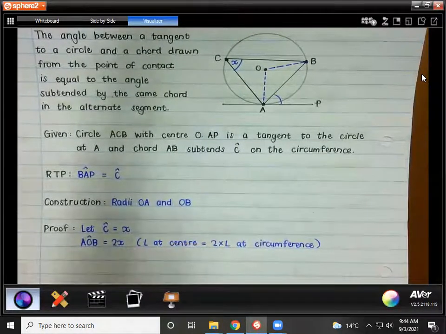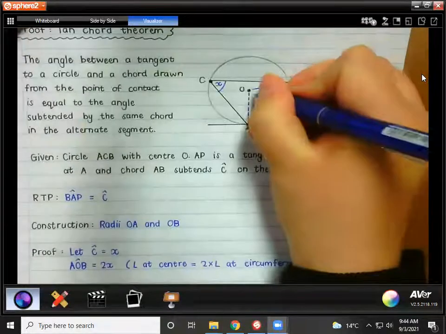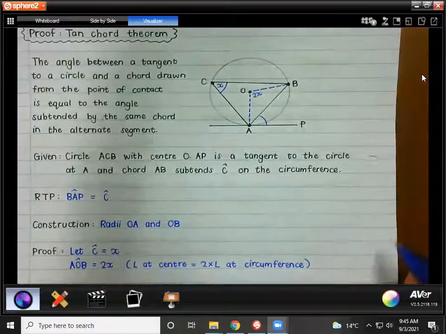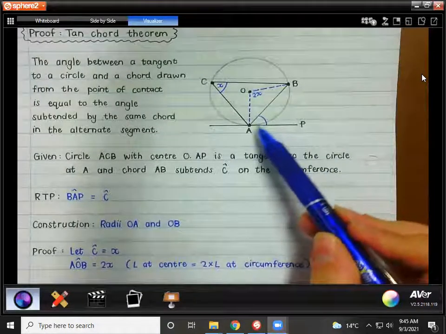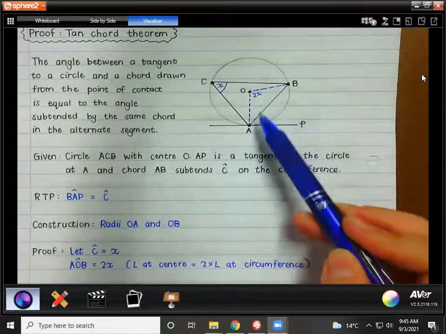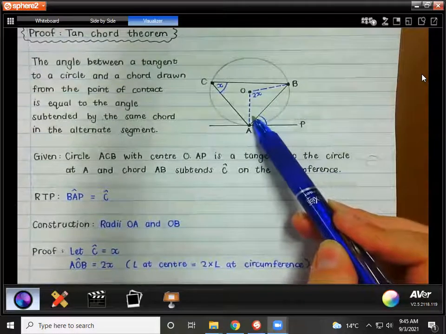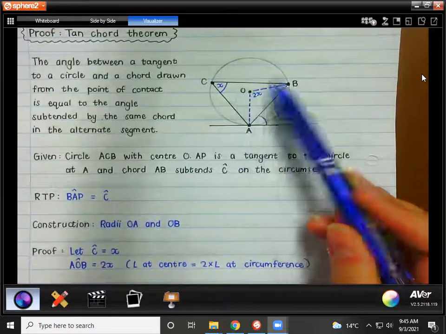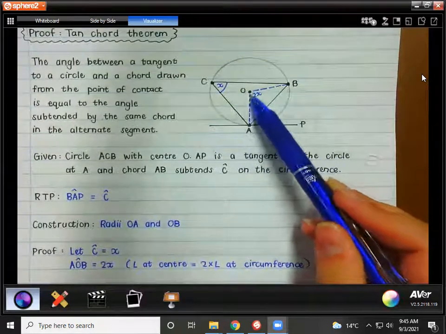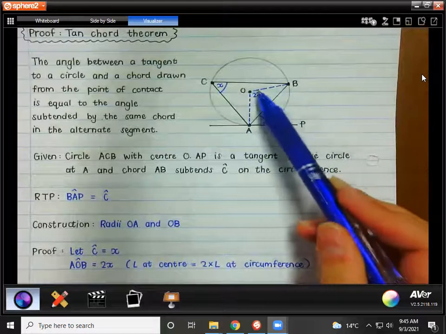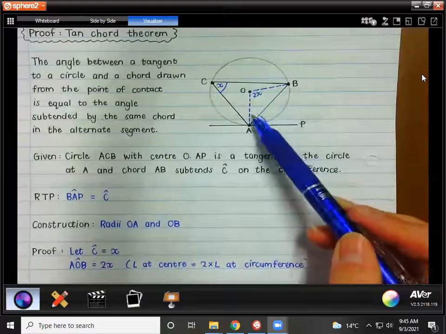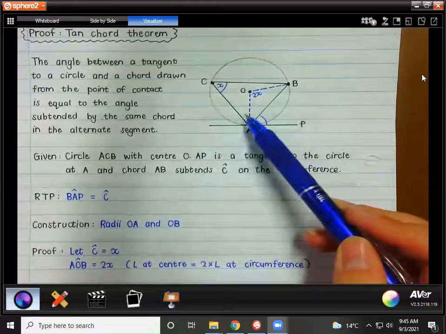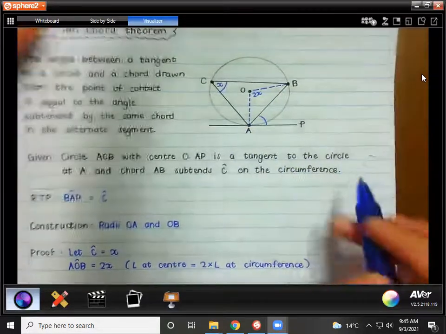Okay, AOB is 2x. We can fill that in if you want. Now, remember, we want to get this angle over here. So we're going to work our way towards that angle. We're going to find this angle in this isosceles triangle, right? When we constructed those radii, we actually also constructed an isosceles triangle over there. So this angle is 2x. The other two angles together will have to equal 180 minus 2x. And we're going to divide that by 2. Okay, so that's the next step.